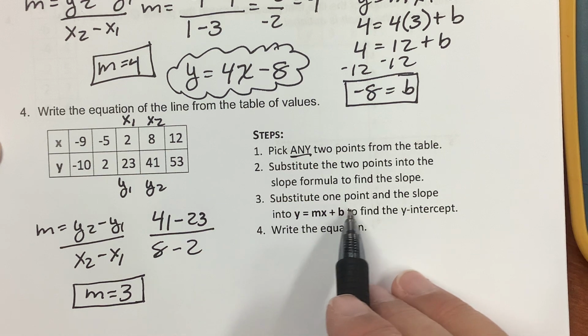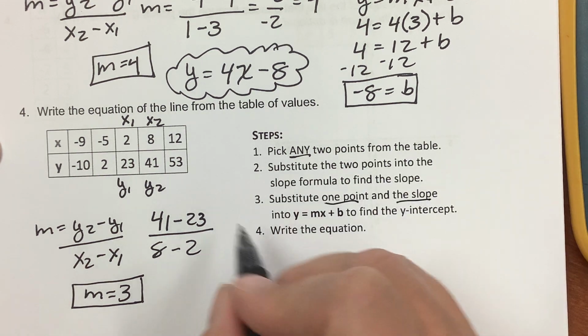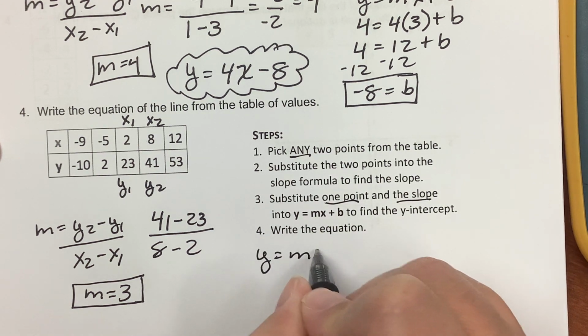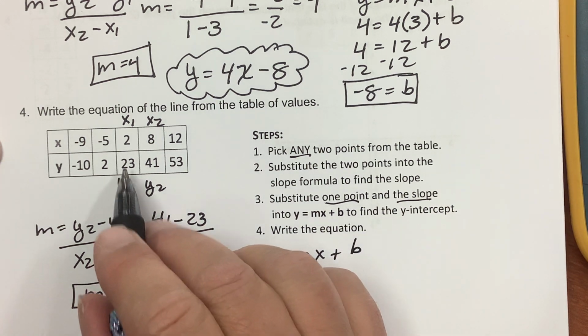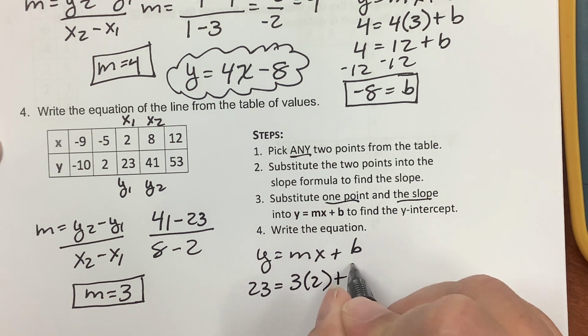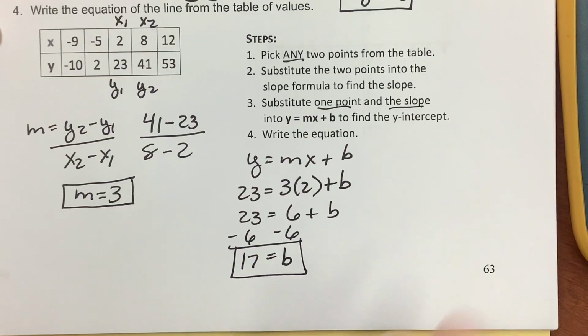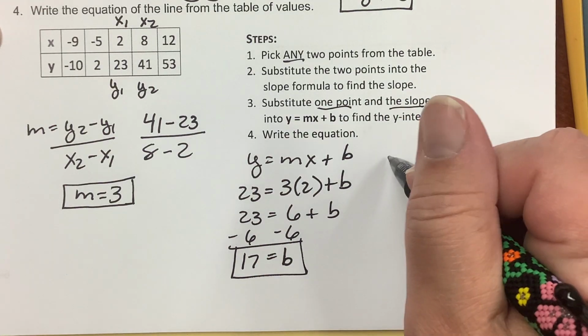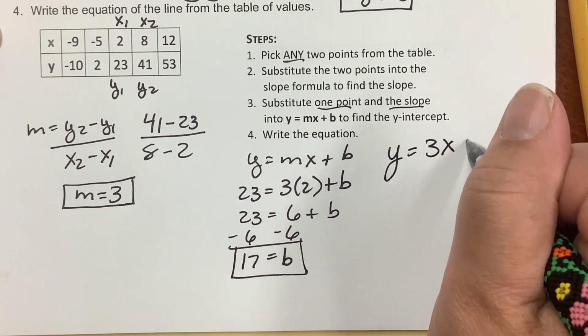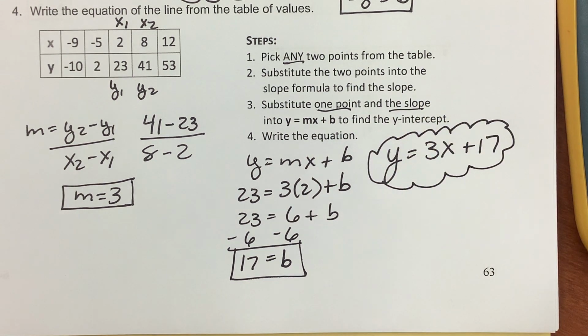Now, substitute one of the points into y equals mx plus b to find the y-intercept. Oh, 1 point and the slope. So y equals mx plus b. We'll use the smaller one. 23 equals 3 times 2 plus b. 23 equals 6 plus b, minus 6 from both sides, and 17 is b. So now I have my slope, my y-intercept, and I can write it as an equation. Y equals 3x plus 17, puffy cloud of happiness, and that's my equation.